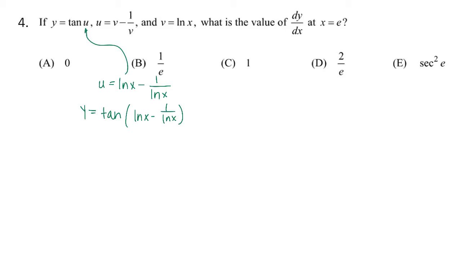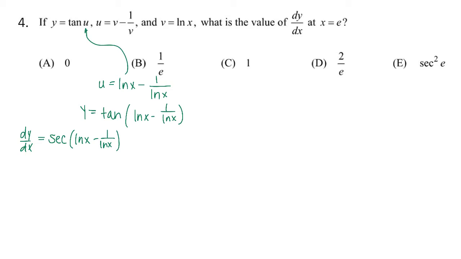Now let's try to find dy/dx. So dy/dx equals, and let's see, the derivative of tangent u is going to be secant squared u. So we're going to have secant of natural log of x minus 1 over natural log of x.